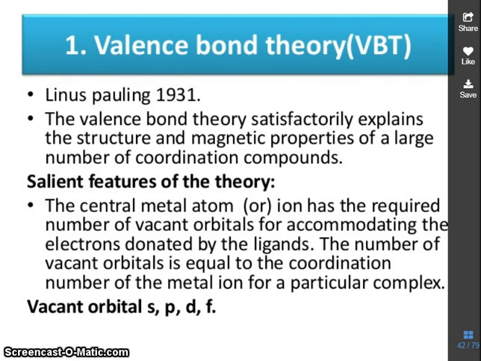The number of vacant orbitals is equal to the coordination number of the metal ion for a particular complex. Vacant orbitals s, p, d, f. I repeat, the valence bond theory satisfactorily explains the structure and magnetic properties of a large number of coordination compounds. The central metal atom or ion has the required number of vacant orbitals for accommodating the electrons donated by ligands.